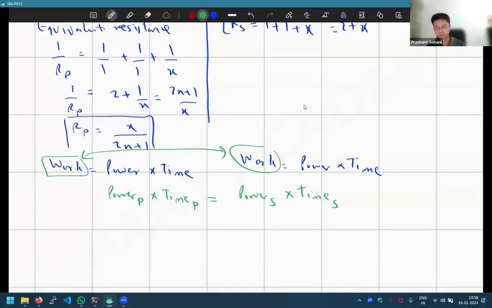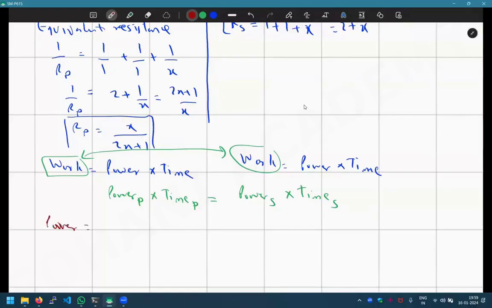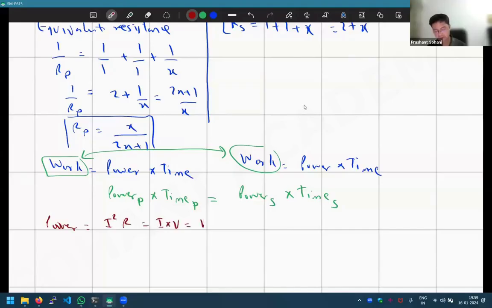Okay. And then do we know the formula for the power? How much is the power of a resistance? Do you know the formula for that? V square by R. Yes. So actually there are three formulas. Do you know all three formulae? I square R, VI, I into V, and V square upon R. Correct? All three formulas are there.